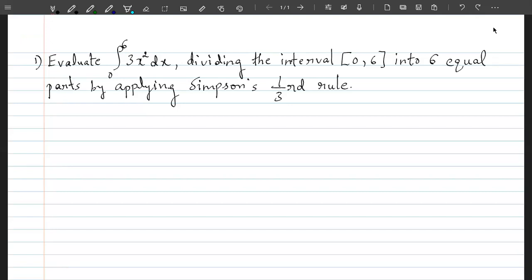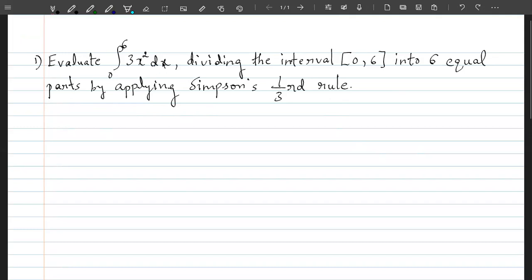So let's start with the first problem. You have to calculate the value of the integral from 0 to 6 of 3x square dx by dividing the interval 0 to 6. You have to cut this interval into 6 equal parts and you have to use Simpson's 1/3 rule for solving the integral.